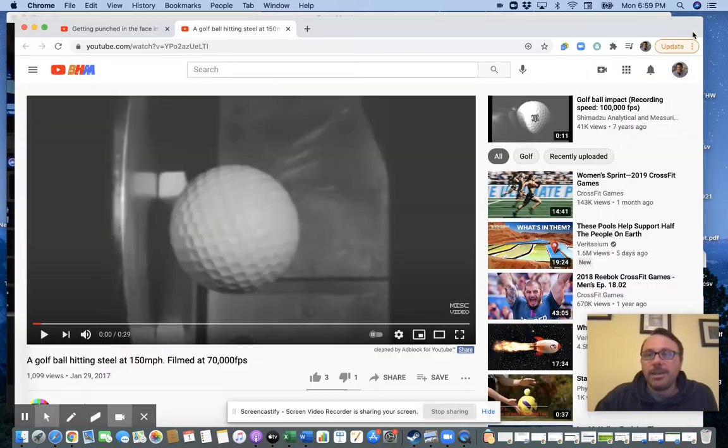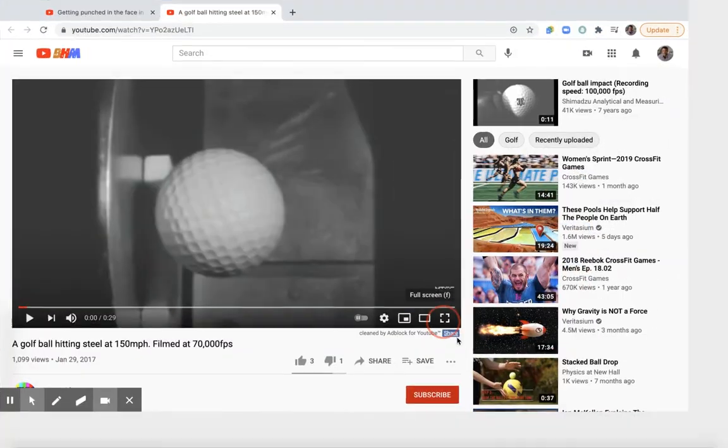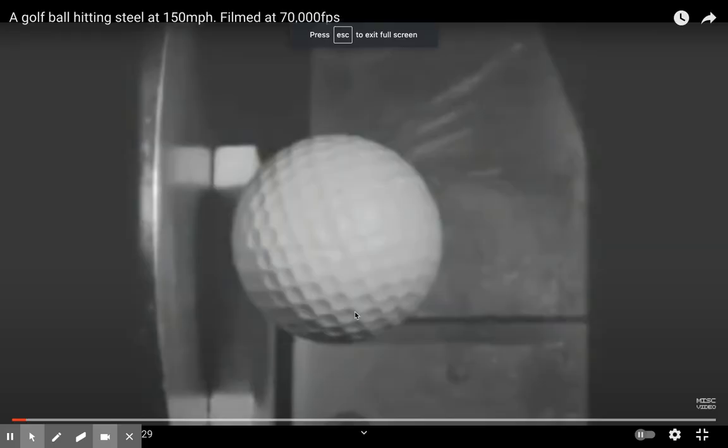So I'm going to show you a video. And this video is of a golf ball hitting a steel plate. Now that golf ball is going 150 miles an hour to the left, which is ridiculously quick, right? And this is being shot at 70,000 frames per second. So we're only going to see maybe like a 10,000th of a second. That's how quick this interaction is happening. But let's look and see what happens here. So right now, the ball you can see is not in contact with the plate. But let's just watch it.